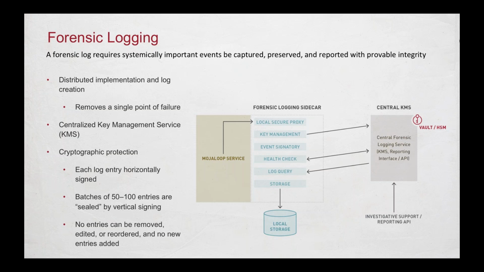horizontally so that the log entry itself cannot be modified after it's entered in the log. But we're also going to take batches of 50 to 100 entries and seal them by vertical signing so that an entry cannot be removed, and a new one cannot be added. You can't change the position or order of entries in that batch. You cannot prune entries off the end or add entries to the front. So by doing so, that batch becomes essentially hardened or sealed and can be then referred to later for forensic checks. This was done as a response to the Bangladesh incident that occurred last year, where $81 million went missing over a long weekend, and they couldn't figure out what had gone on.